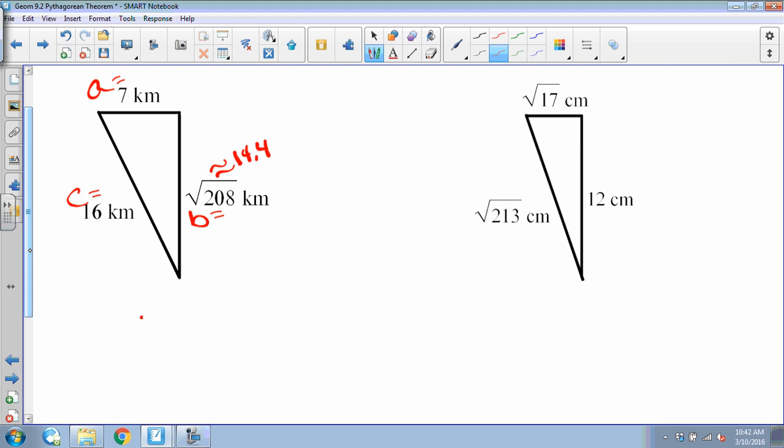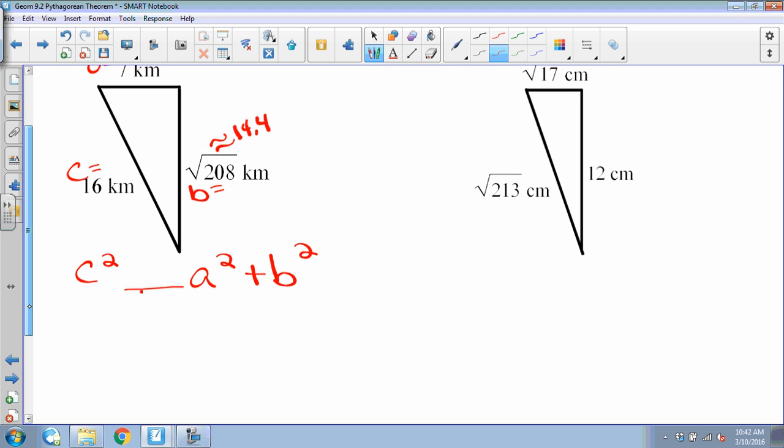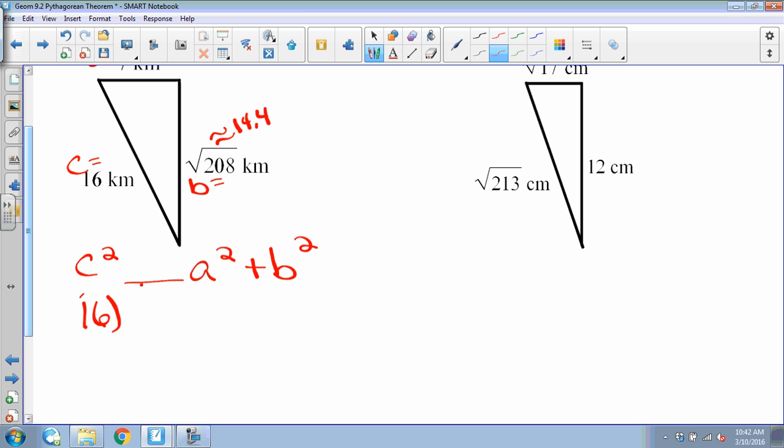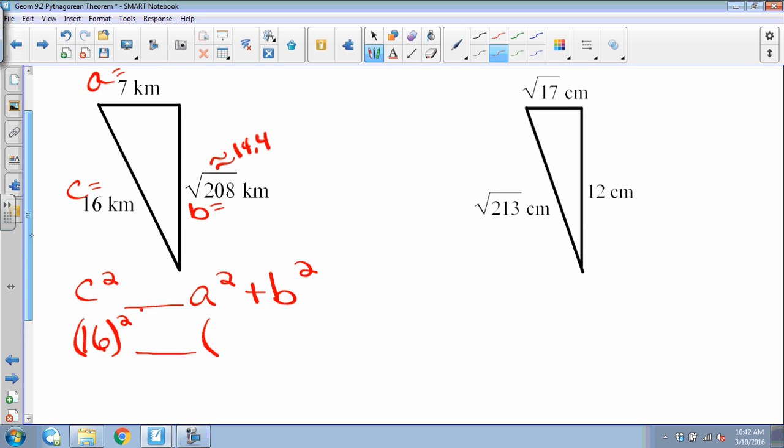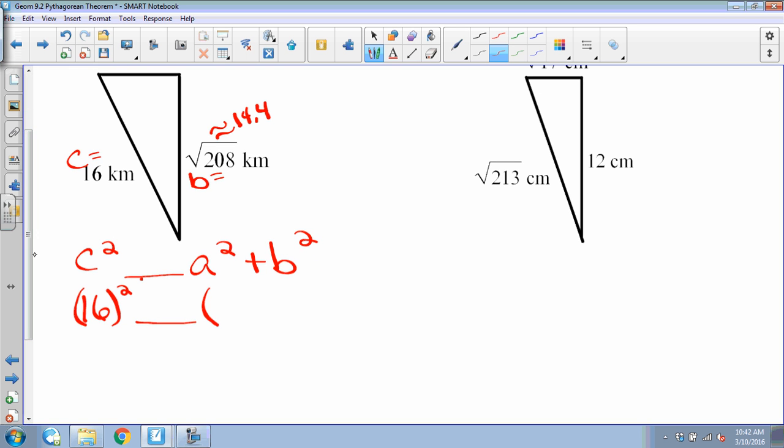We're going to say C squared is what to A squared plus B squared? Don't put the equal sign because you don't know if it's equal. We need to know whether it's less than, greater than, or equal. C is 16, so we say 16 squared is what to, what's A? 7. 7 squared plus, what's B? Square root of 208 squared.